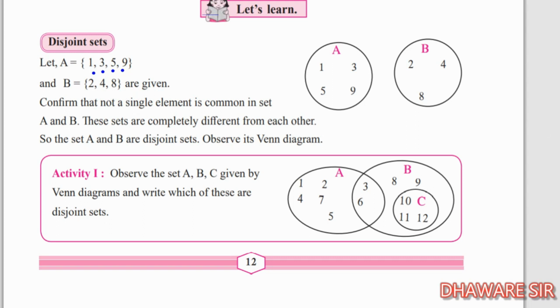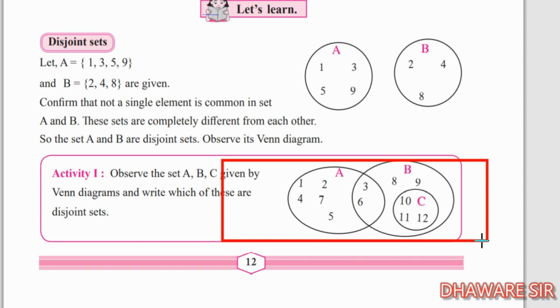So in this second topic, what we have seen is that this is the disjoint set. It means there is not a single common element in both sets. If there is no common element, then they are disjoint sets. Now they have given here an activity. In this activity, A and C are disjoint sets. Let us see the figure clearly. This is the set A and this is the set C. They are showing us the disjoint sets.